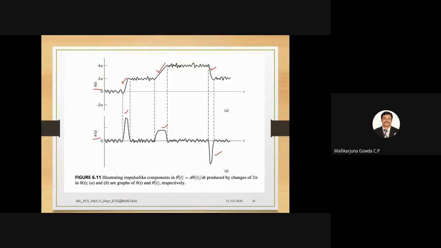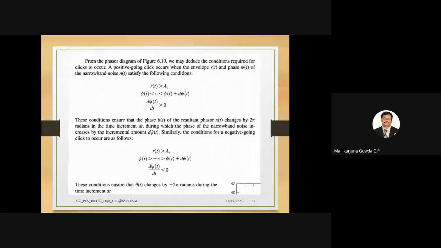People will not give attention and they will not read it, but it is a very simple thing. Fine. Now let us try to understand the conditions. Let us find out the conditions required for the clicks to occur. I was telling that at the receiver output you will be able to hear the clicks. When the clicks will occur, we already know, we are just reiterating that. So what is that condition?